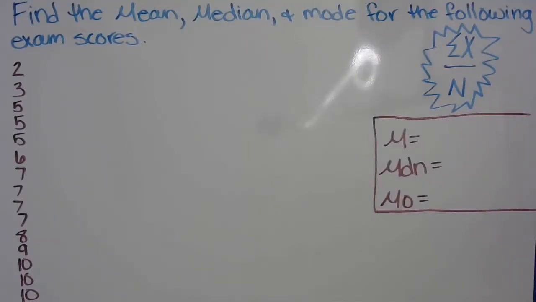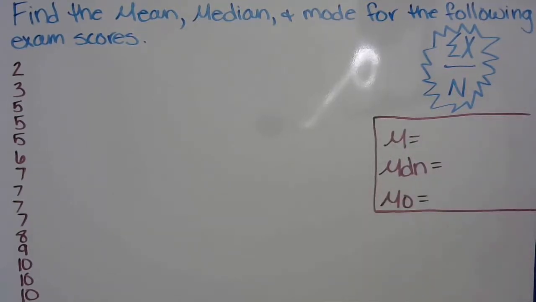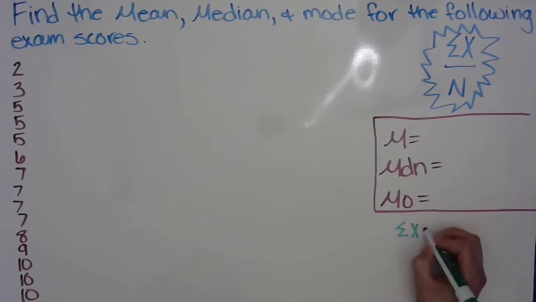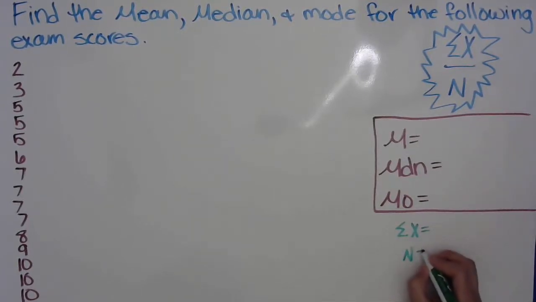Let's go ahead and do an example problem. Find the mean, median, and mode for the following exam scores. I have gone ahead and written out the formula here for the mean. Whenever you're dealing with any kind of problem that has a formula, I always write down the formula and then a short list of what I need, and then later on all you have to do is refer to that list and plug in your numbers. So we are going to need this value here, which is the summation of x, and then this value here, which is our n value.